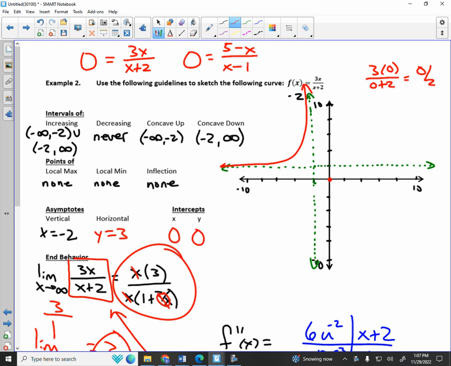Okay, let's piece it together. Is this concave up or concave down? It's concave up. Does that match with what we put? Yeah, it does. Let's look at the next one. The next part says that it has to be increasing. So if it's increasing, will it be in the top or in the bottom? It'll be in the bottom, right? Because this is increasing, and it goes through there, and it's concave down. See how all of those match together?